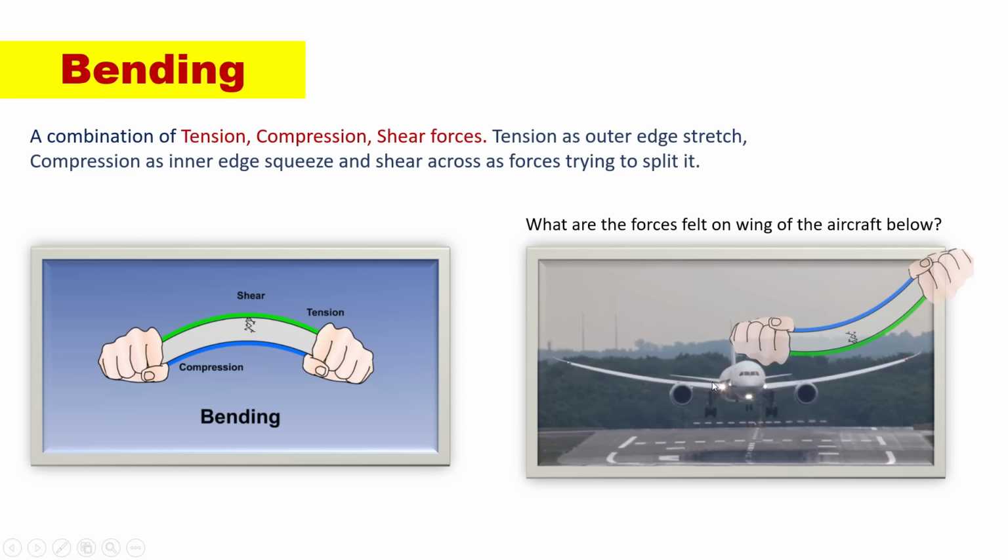I want you to tell me, where do you see the tension, compression, and shear forces on this? Just think for a minute and tell me, where do you see these forces acting? Where do you see compression on the wing? Where is the shear force acting, where is the tensile force acting? Just look at the wing for a while and try to guess.